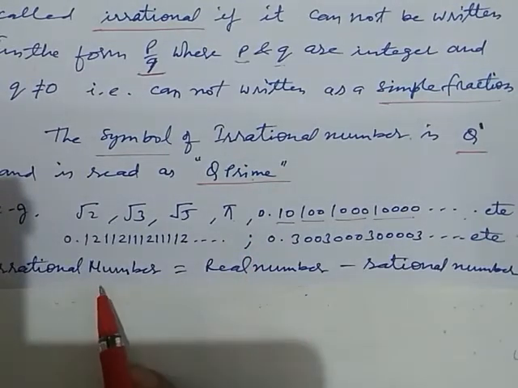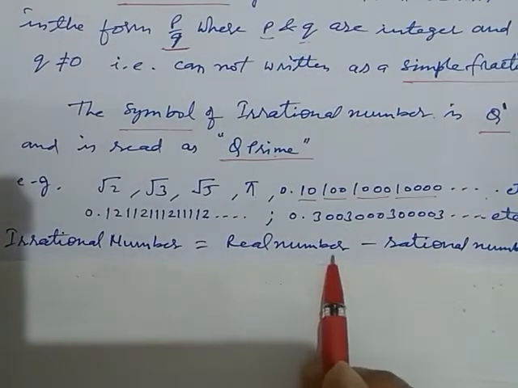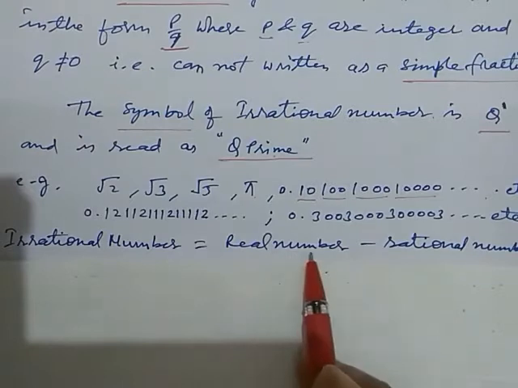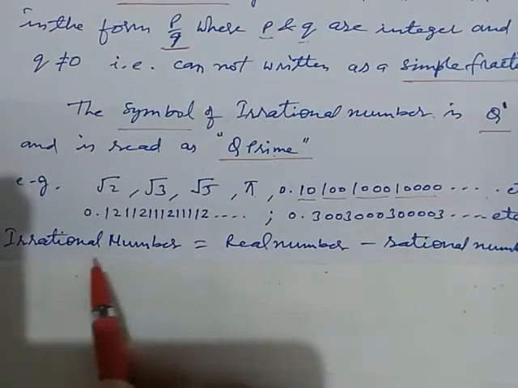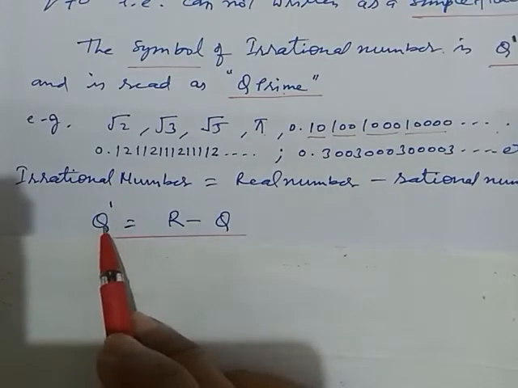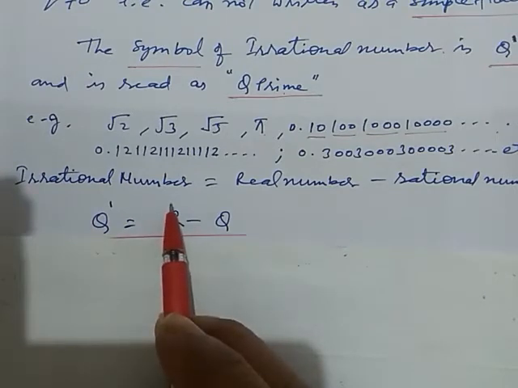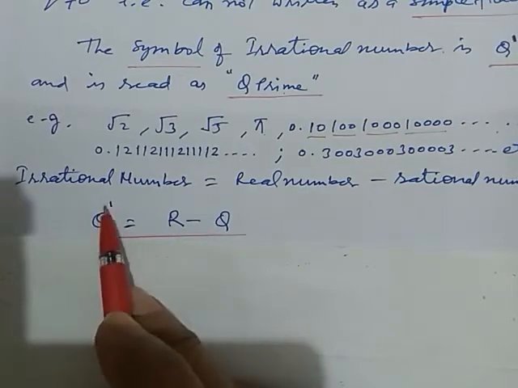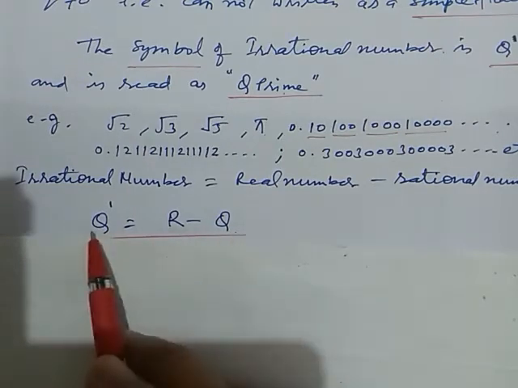So we can say irrational numbers equal real numbers minus rational numbers. If the total numbers are real numbers and we subtract rational numbers, then the rest of the numbers are irrational numbers. So irrational numbers are denoted by Q dash or Q prime, real numbers by R, and rational numbers by Q. So Q dash equals R minus Q. This is the notation of irrational numbers.